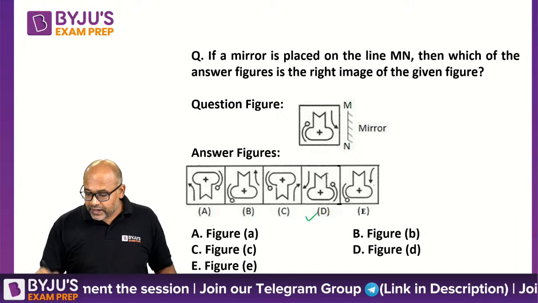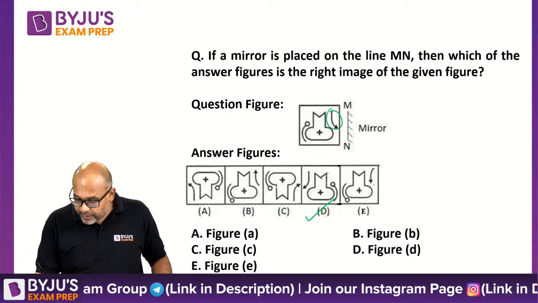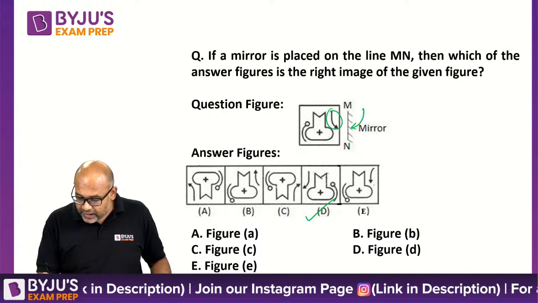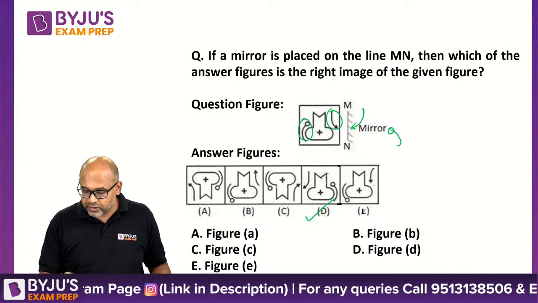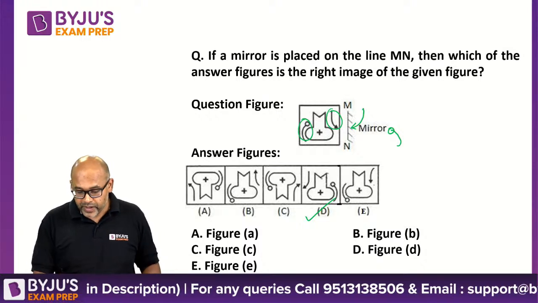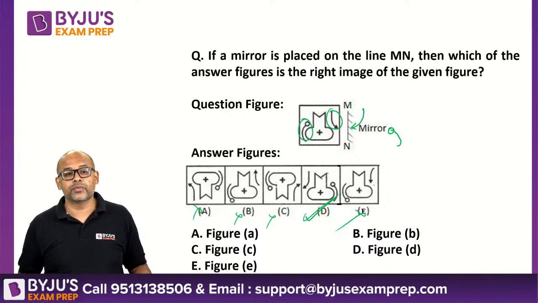So the correct answer here is option D, guys. So this part of the mirror image will become like this, and this part of the mirror image will become like this. So straight away there you can eliminate all 3 or 4 of them. A, B, C and E can be eliminated. Therefore the correct answer is option D.